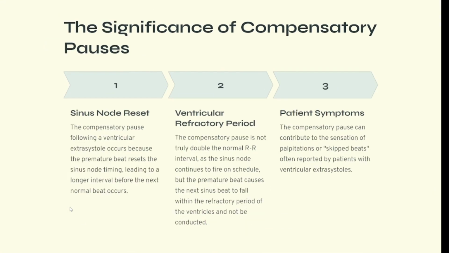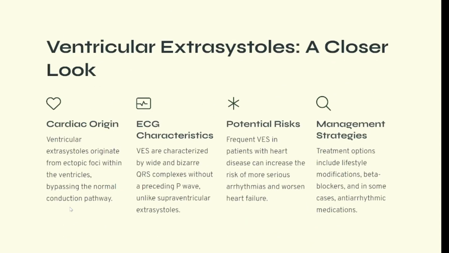Question 5. Describe the significance of a compensatory pause following a ventricular extrasystole. A. A compensatory pause following a ventricular extrasystole occurs because the premature beat resets the sinus node timing, leading to a longer interval before the next normal beat occurs. This pause is not truly double the normal RR interval, as the sinus node continues to fire on schedule, but the premature beat causes the next sinus beat to fall within the refractory period of the ventricles and not be conducted. The compensatory pause can contribute to the sensation of palpitations or skipped beats, often reported by patients.